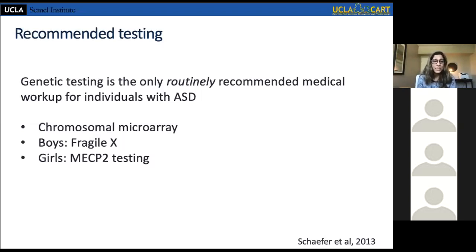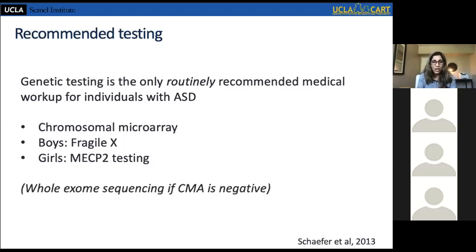The recommendation now is that any infant or child with an ASD should undergo chromosomal microarray testing. For boys, it's still recommended that they have testing for Fragile X, while girls are recommended to have testing for MECP2 sequencing, which diagnoses Rett syndrome and related conditions. And in some centers like ours, if that testing is normal or not suggestive of an etiology, we move on to the more precise whole exome sequencing.